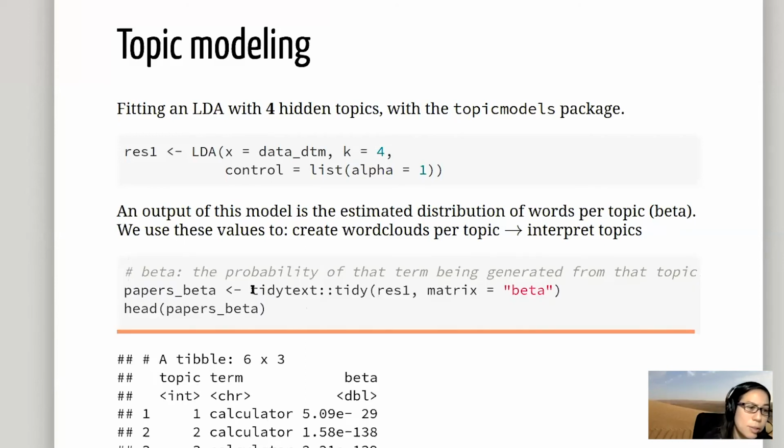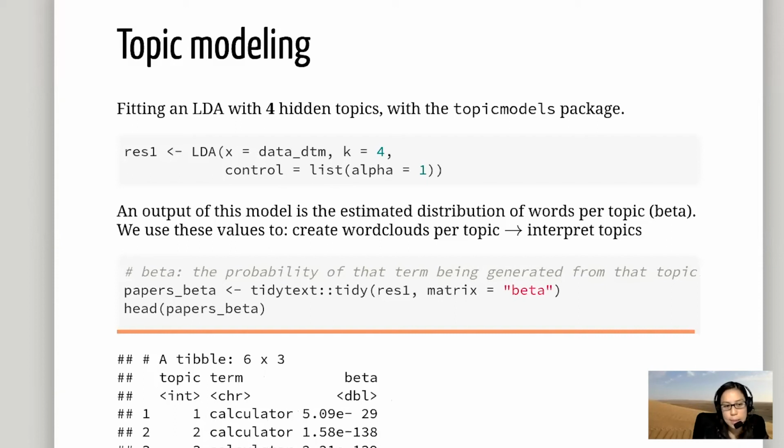So we do this by first extracting the beta output of the LDA object, with the function tidy from tidytext. I just put the model output, and I say I want to extract the matrix beta. So we extract beta in a papers beta object, and the head of this object is a table with a column called topic. So these are the hidden topics, the terms, and the beta. Beta is basically the estimated probability that this term would exist given that we are talking about topic 1. In the second row, this is the probability that this term would exist given that we're talking about topic number 2, and so on.